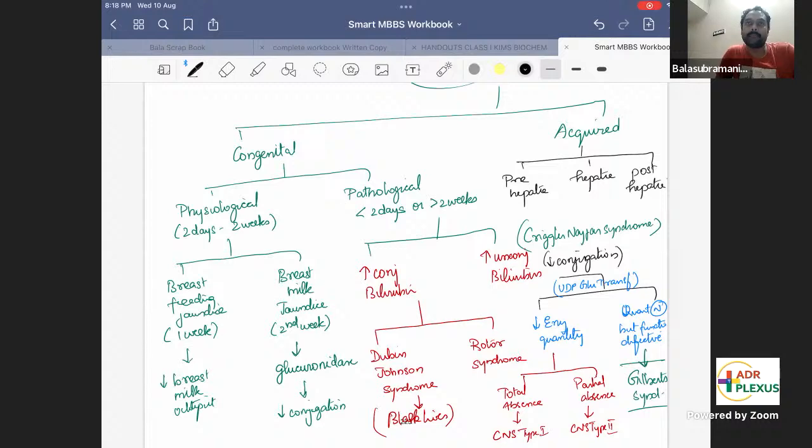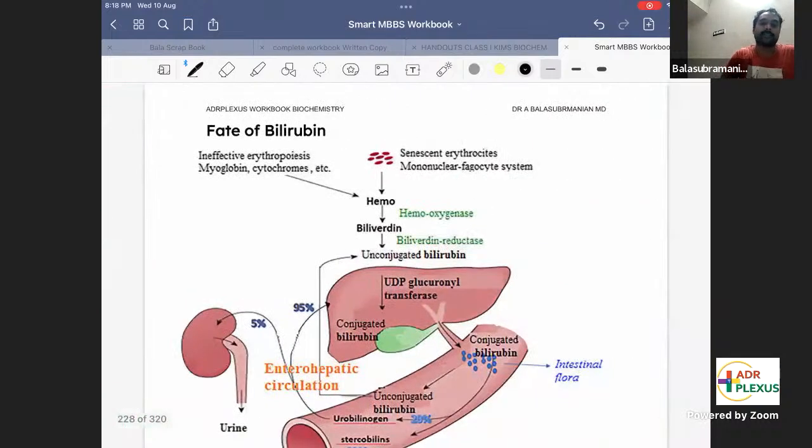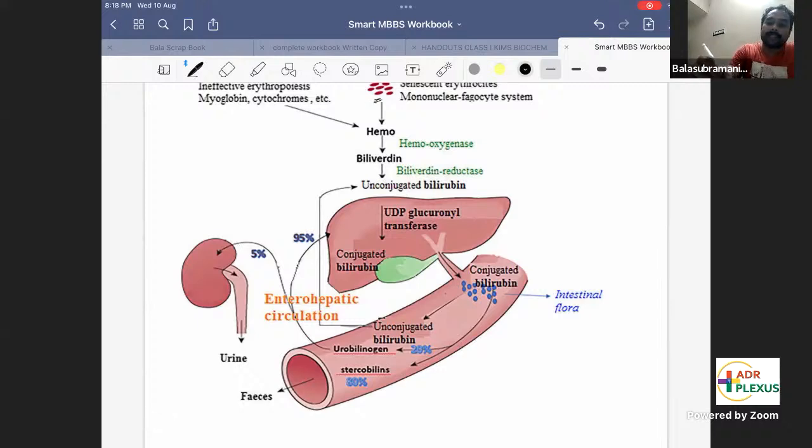But before we jump into the various conditions that can cause acquired jaundice, we must know about the fate of bilirubin. You all know that RBC breaks down to give heme, and this heme gives rise to biliverdin, which gives rise to unconjugated bilirubin, which is conjugated in the liver. The conjugation happens in the liver, and this conjugated bilirubin is secreted in the bile.